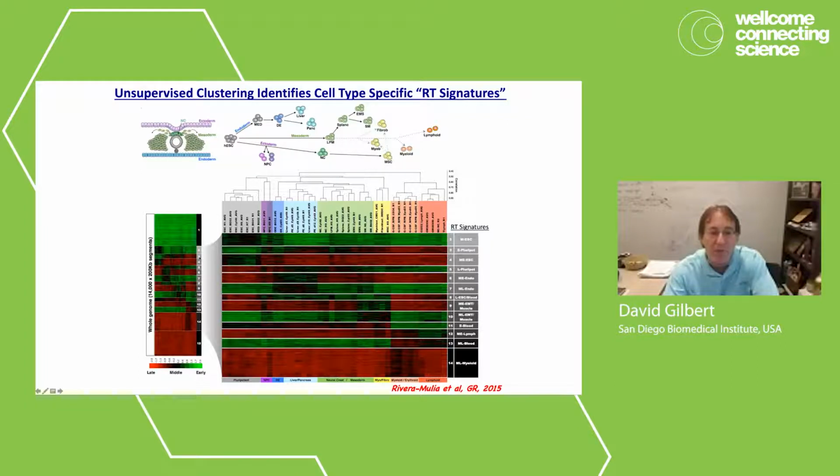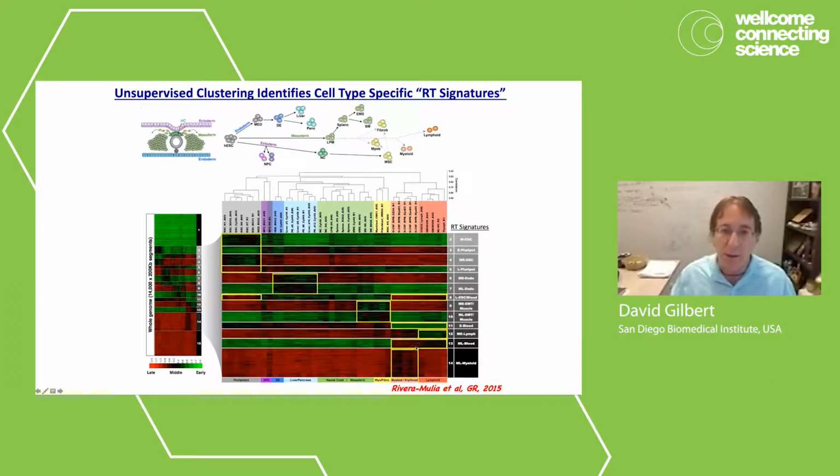And it's about 50% of the genome that shows some significant change in one or more cell types. Secondly, you can see that they cluster by their cell type, which is indicated here at the bottom. And lastly, we could identify what we call replication timing signatures, or RT signatures, of different cell types. And these are groups of segments that replicate at times that are unique to that cell type.